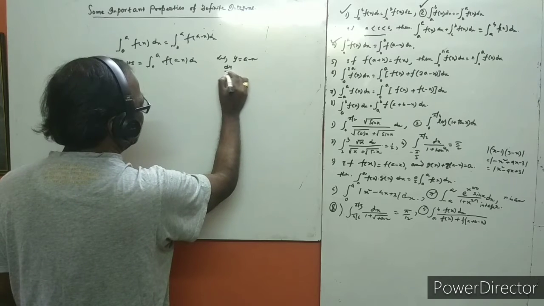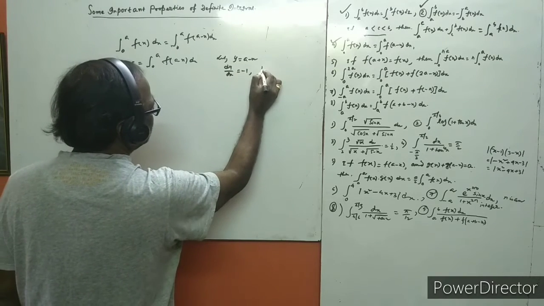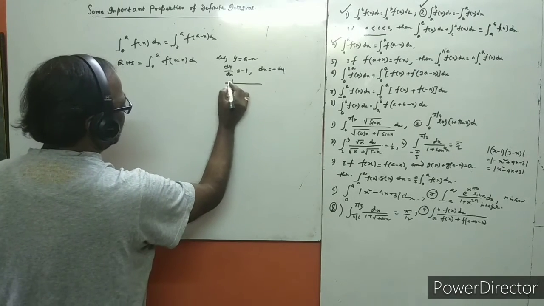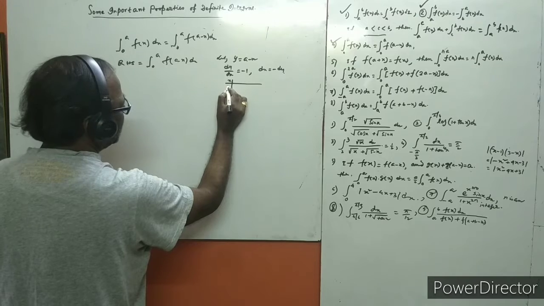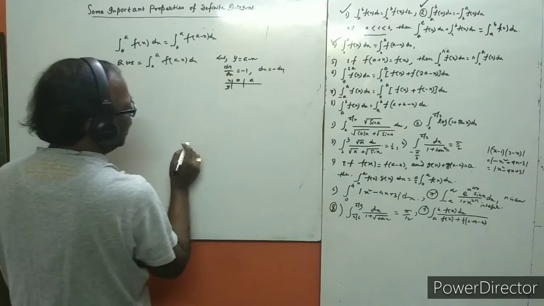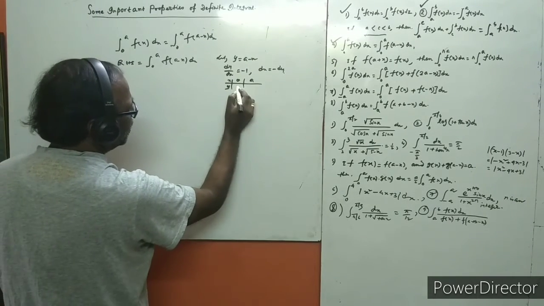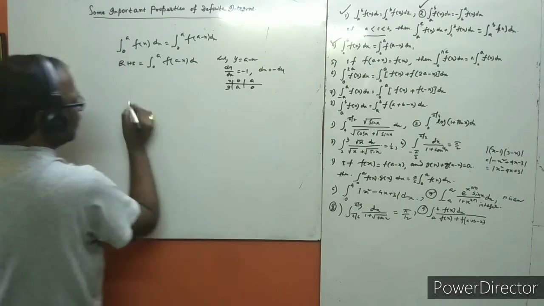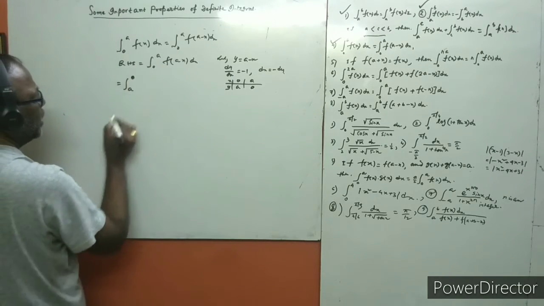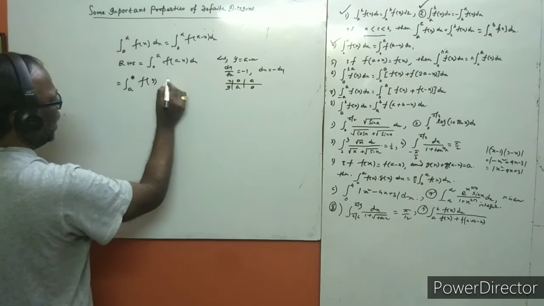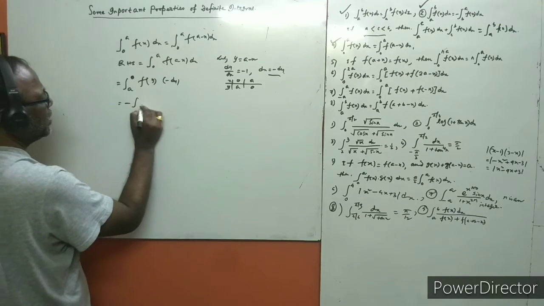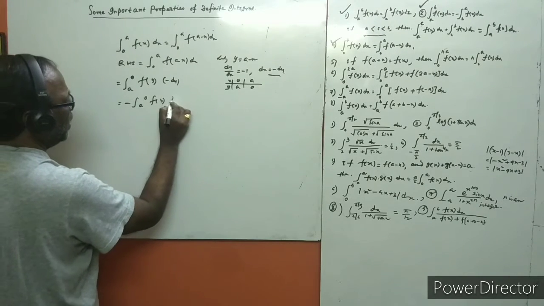If we differentiate, dy/dx is equal to minus 1, so dx is equal to minus dy. Changing the limits of x and y: the limit of x is 0 to a. If we put 0, then we get a. If we put a, then we get 0. So the limit changes from a to 0, and we have f of y, with dx equal to minus dy, so this is minus the integral from a to 0 of f of y dy.